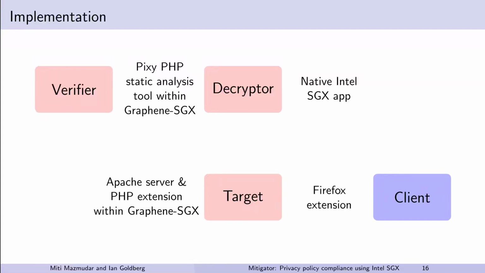Our main challenges for the deployment and runtime stages included developing the decryptor module as well as incorporating local attestation within Graphene SGX so that the target and verifier enclaves can form a secure channel with the decryptor.